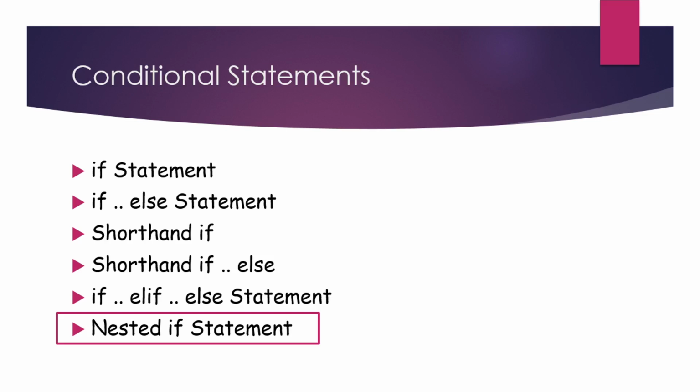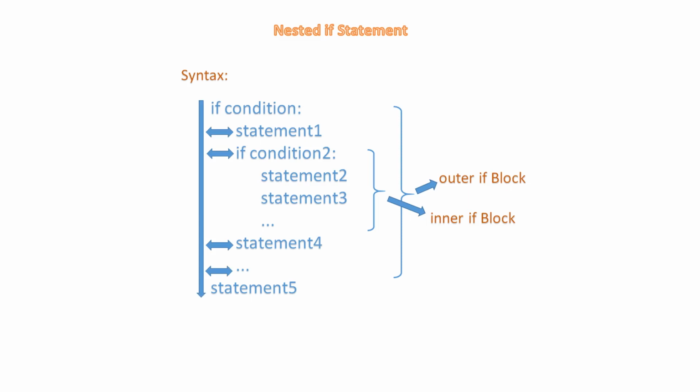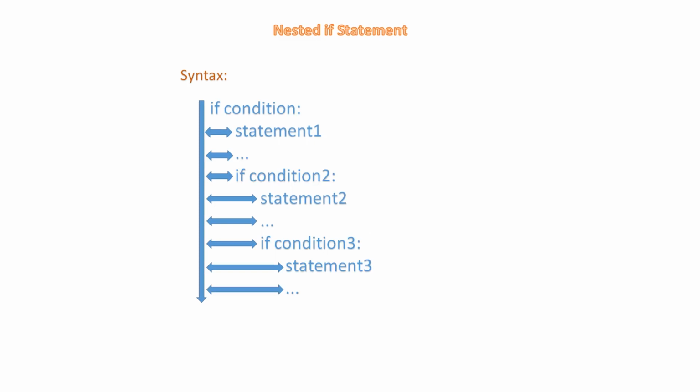Nested if statement. Python allows us to nest if statements within if statements. That is, we can place an if statement inside another if statement. You can see that the outer if block has an indentation of 4 spaces and the inner block will have an indentation of 8 spaces from the margin. We can also use multiple levels of nested if statements, and for each nested if block, an indentation of 4 spaces will be added. Let's write a Python program to illustrate nested if statement.